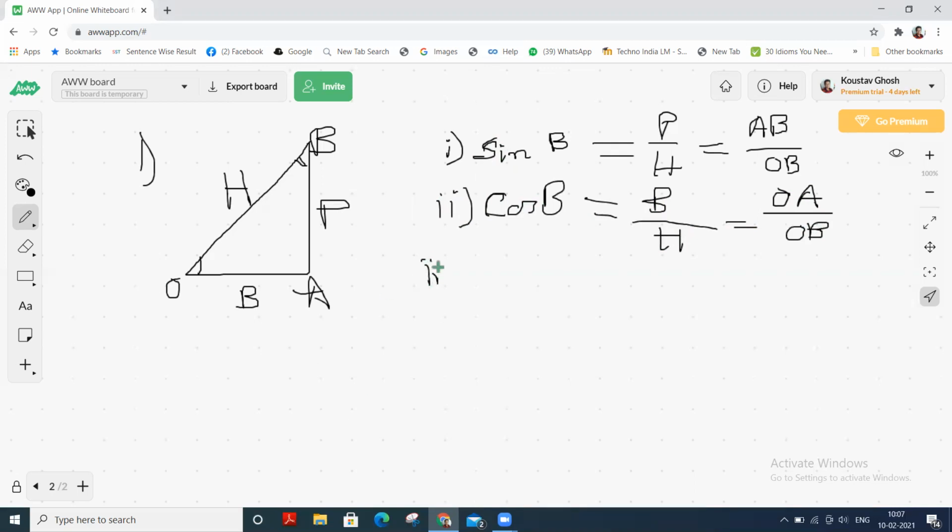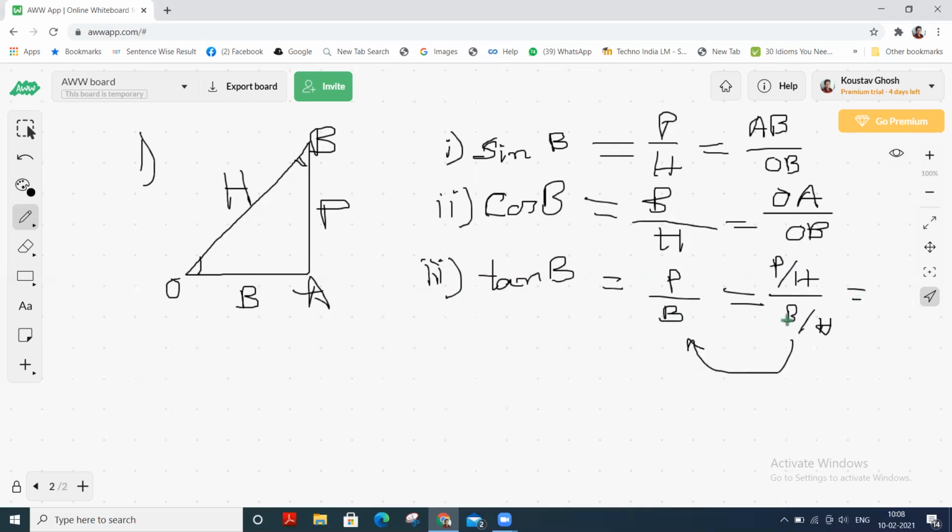What is tan B? Point number 3. Tan B is the perpendicular by base, or you can write it as sin B by cos B. Sin B means P by H, cos B means B by H, so this is also P by B. What is the perpendicular? AB, divided by the base, which is OA.